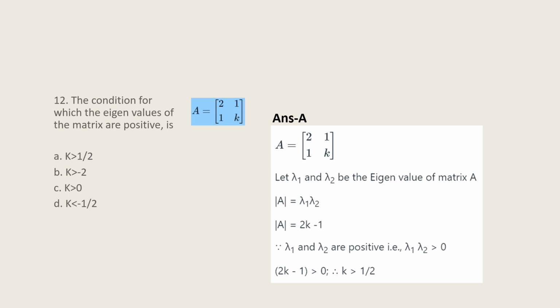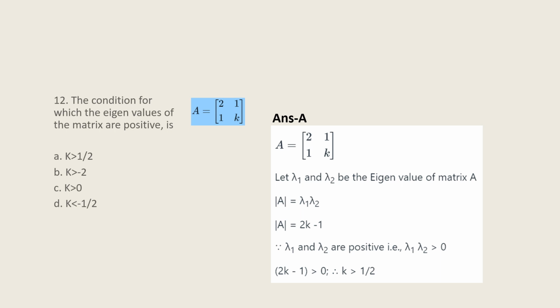So the 12th question is about the matrix. It is asking for the value of k for which the eigenvalues of the matrix are positive. This is the given matrix, [2 1; 1 k], a 2 by 2 matrix. Suppose lambda 1 and lambda 2 are the eigenvalues of matrix A. We know that the determinant is 2k minus 1, and the determinant is also the product of the eigenvalues.